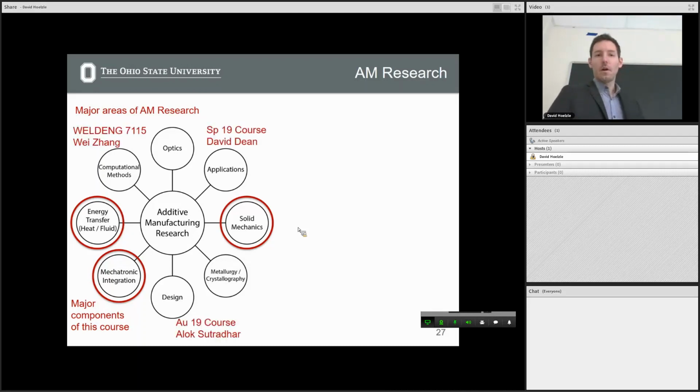Also, I want to note that there are other classes at Ohio State that are covering some of these other topics. So Wei Zhang in welding is teaching a class on computational methods for additive manufacturing, I believe this semester. So if you're interested in that class, that's an option. Applications, David Dean out of actually plastic surgery at Ohio State is teaching a class on additive manufacturing for biomedical applications. And then in 1 year from now, Alok Sutradhar out of mechanical engineering is going to be teaching a class in additive manufacturing design. So there are other classes that cover more of this entire scope of additive manufacturing research.